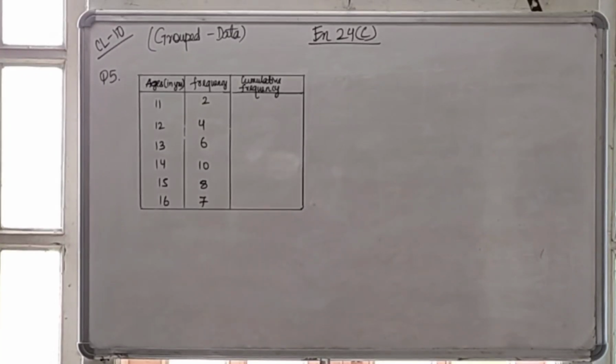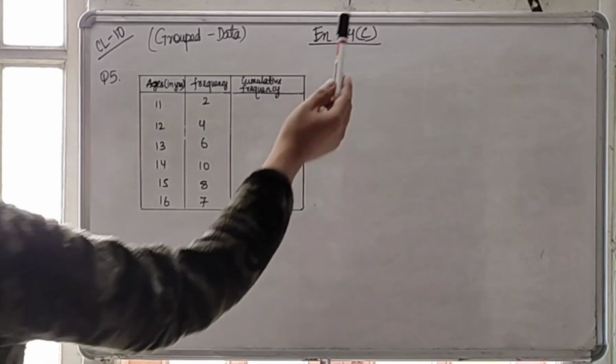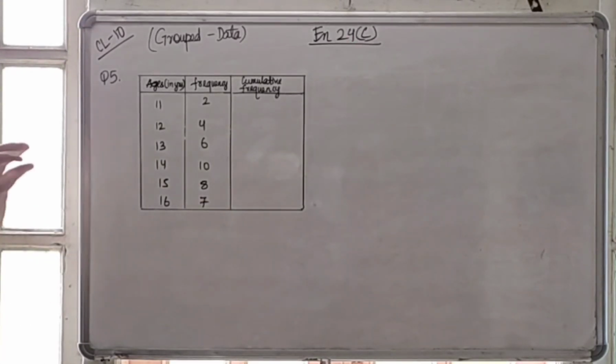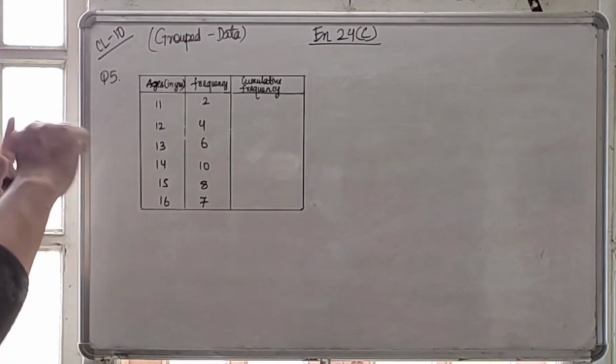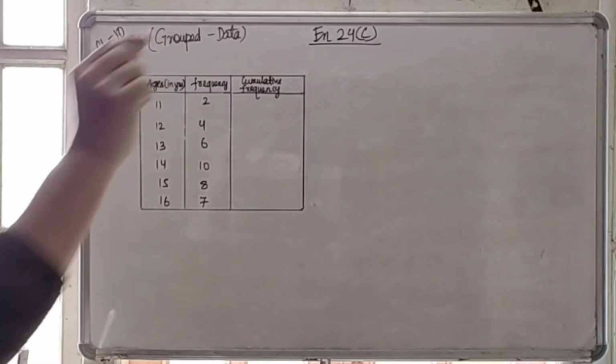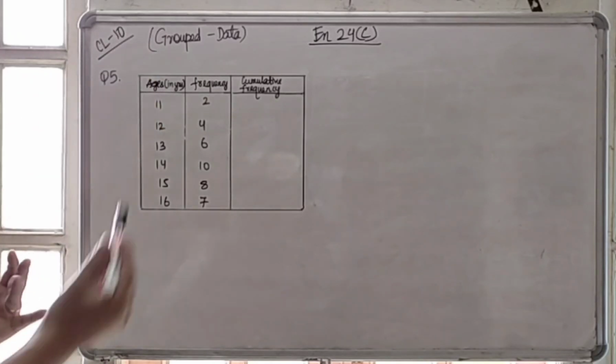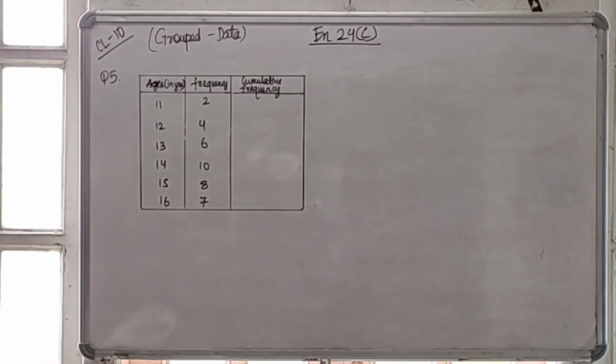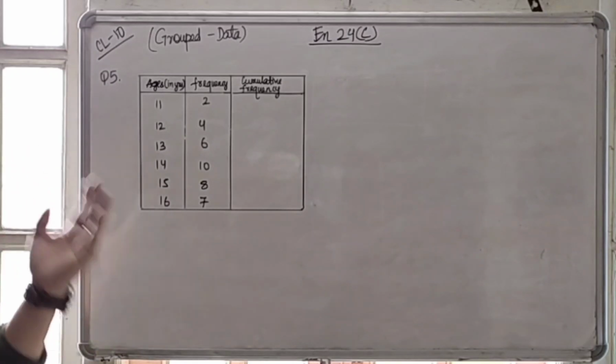Welcome back to the online class, and in today's class we are starting with question number 5, exercise 24C. Now we are starting grouped data. Previously, till question number 4, it was only raw data. We used to count the number of terms, observations, and find whether it's even or odd and use the formula to find the median, lower quartile, upper quartile.